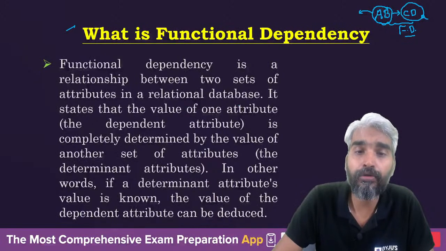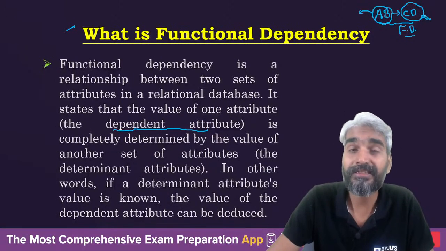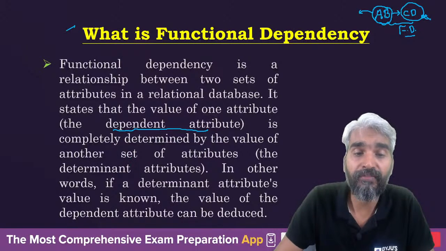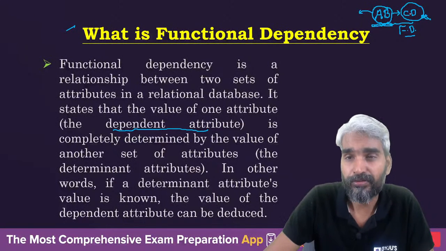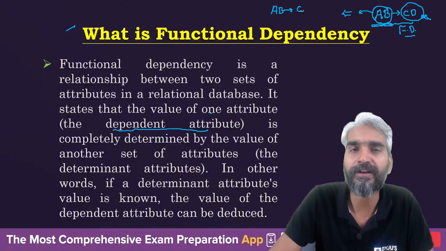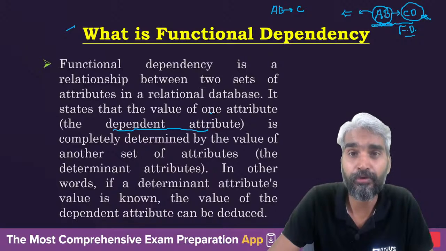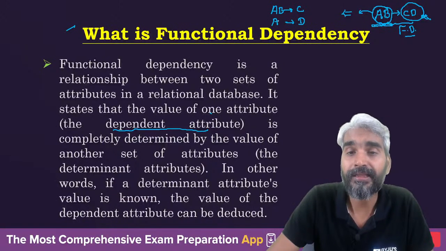What's the idea? It states that the value of one attribute, the dependent attribute, is completely determined by the value of another set of attributes. So this can be determined by this set of attributes AB. Why is it written as only one attribute? Because you can further divide it into two parts. You can say AB implies C, so the value of attribute C is completely determined by the attribute set AB, and the value of attribute D is also completely determined by the attribute set AB.